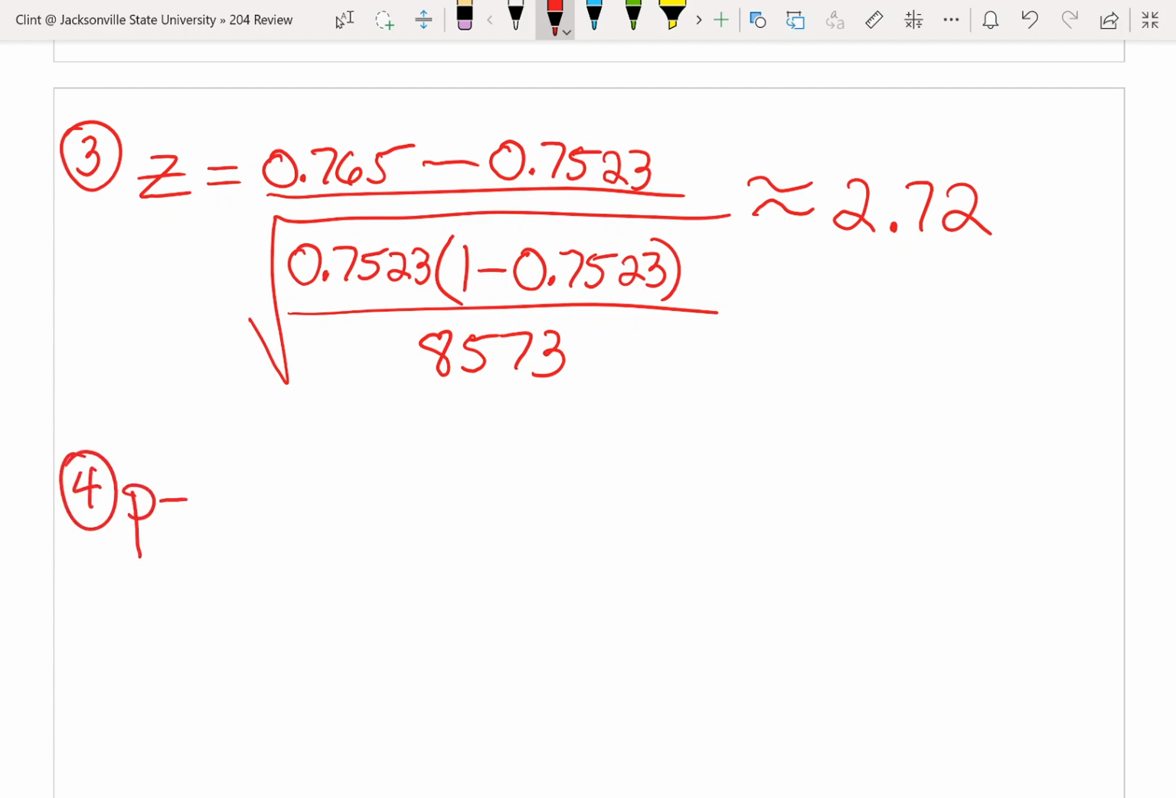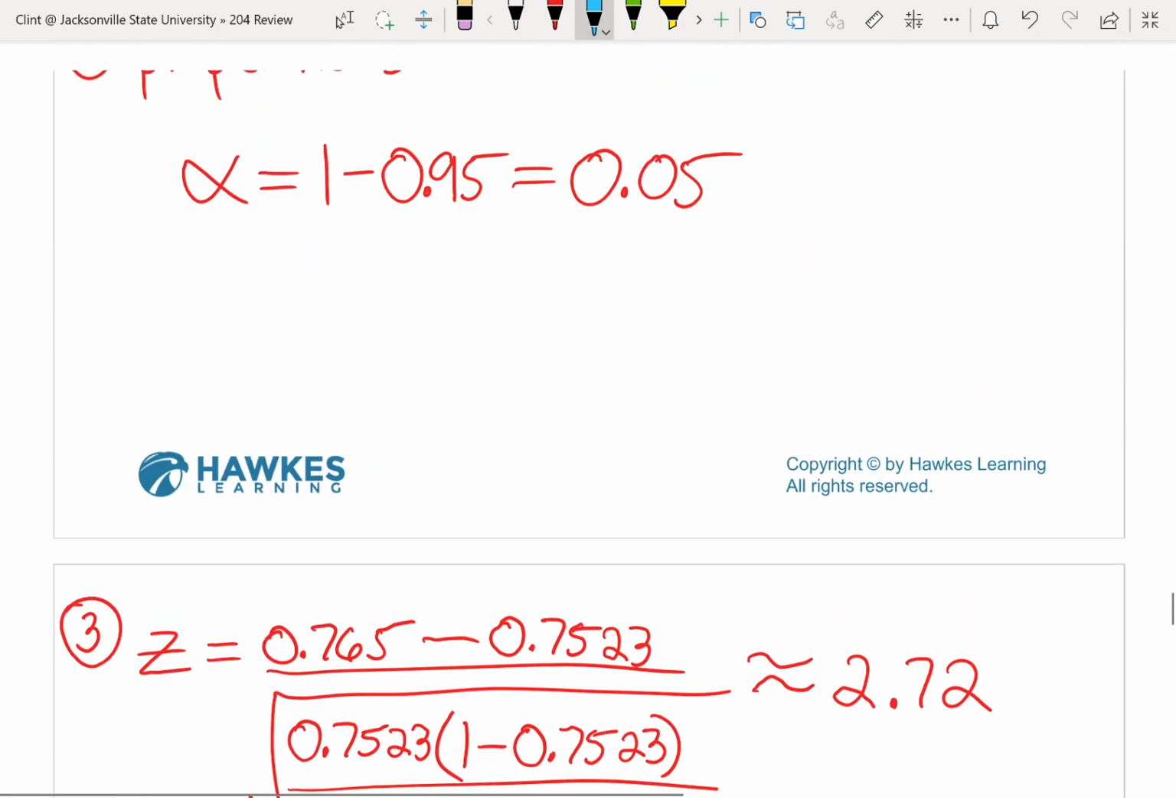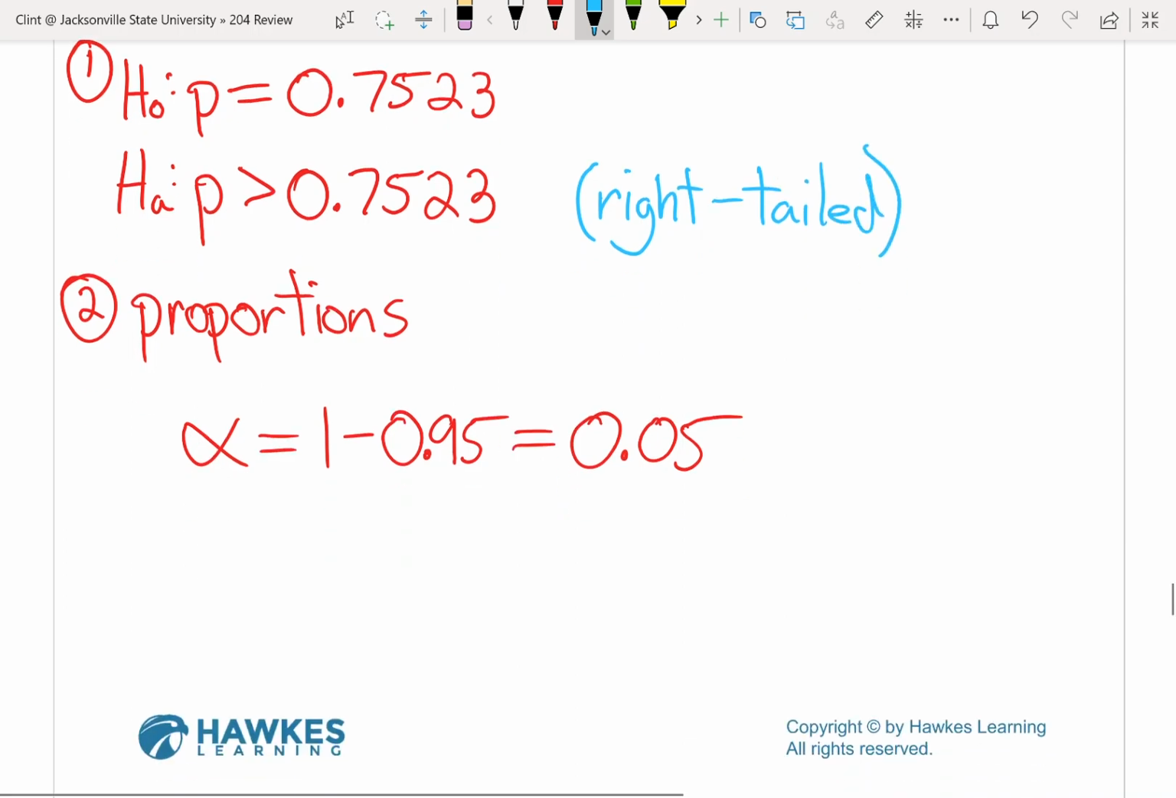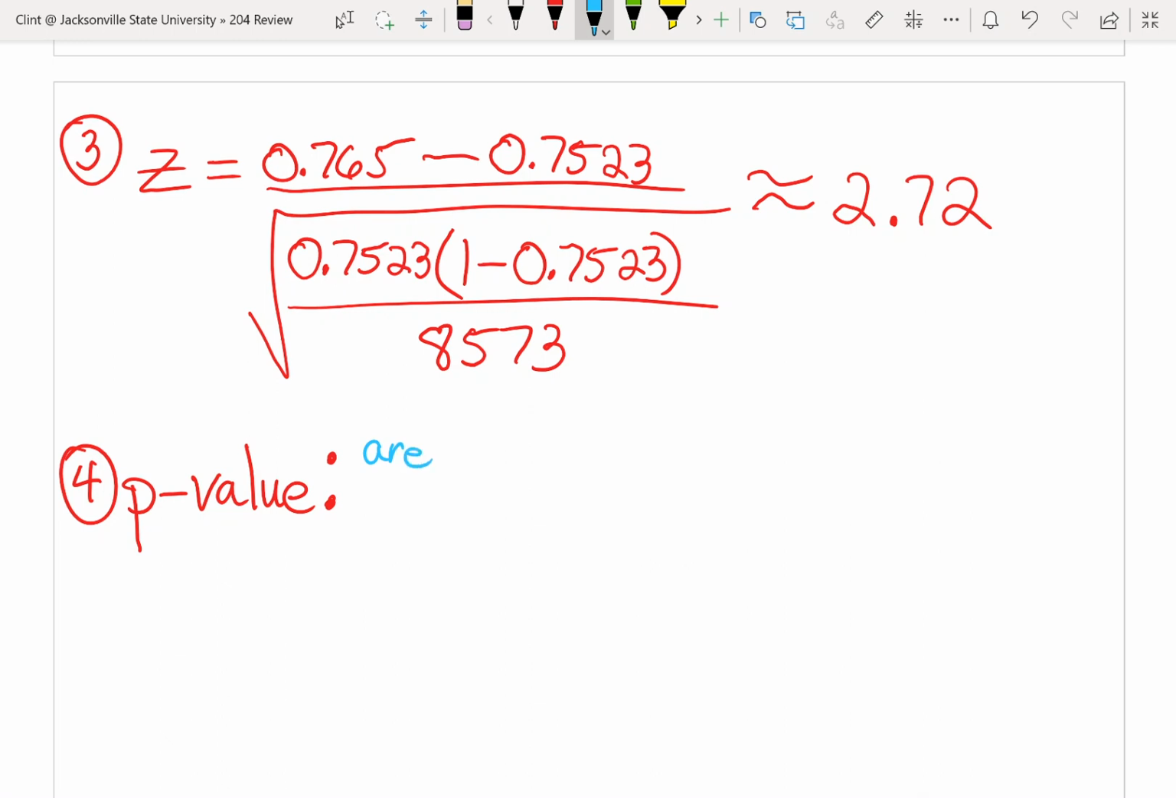All right. So then last step, we want our p-value. So we look back at what type of test we're doing. What kind's this one? Right tailed, we have greater than symbol that points to the right. So this time we want the area to the right of our test statistic. If we want the area to the right of 2.72, what do we look up? Yeah, we look at negative 2.72. There I get 0.0033.